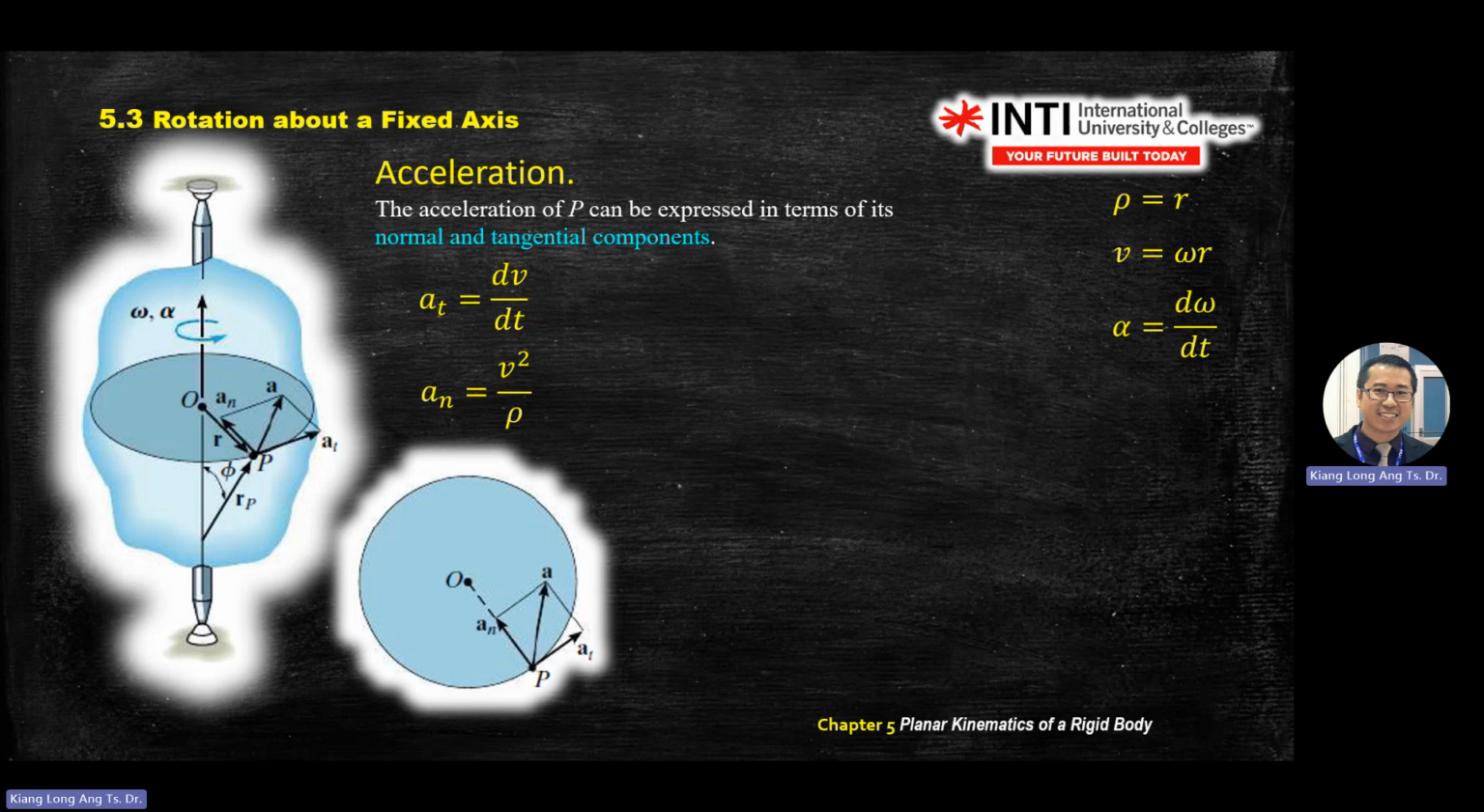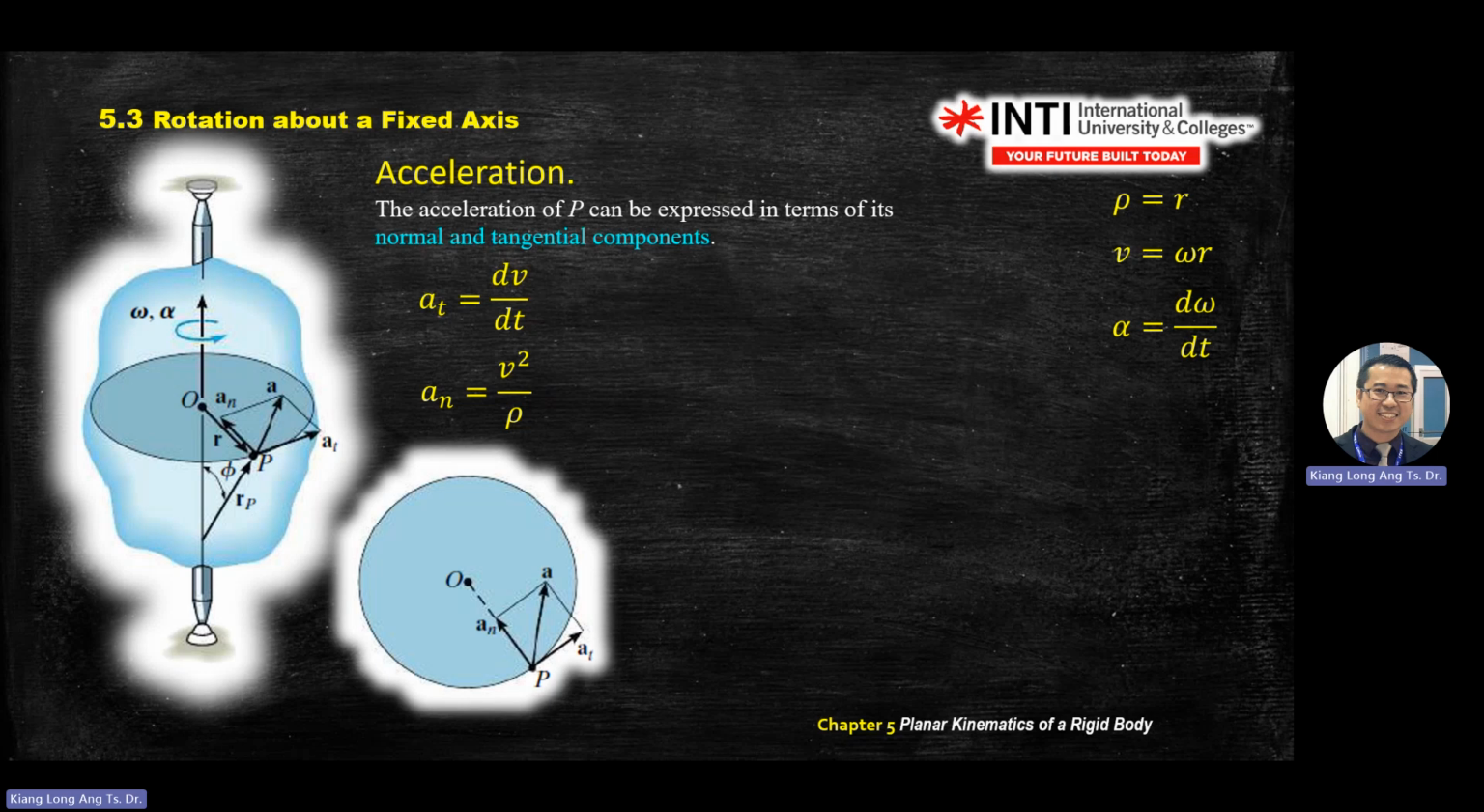Okay, so if you look at the question, if it asks you to calculate rho, it means it's a particle chapter. You don't use chapter 5 equations. If the question asks you to find r, it forces you to go into chapter 5 already. v equals omega r, alpha equals d omega dt. So this one, usually you need to be good in differentiation. Omega is always in equation form.